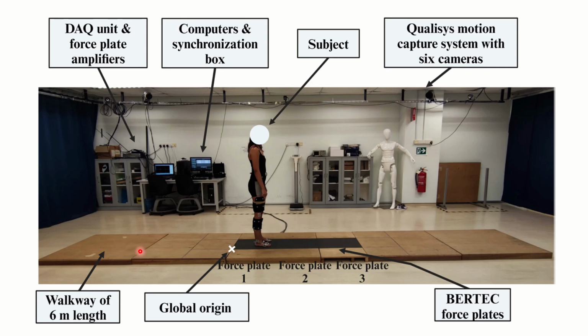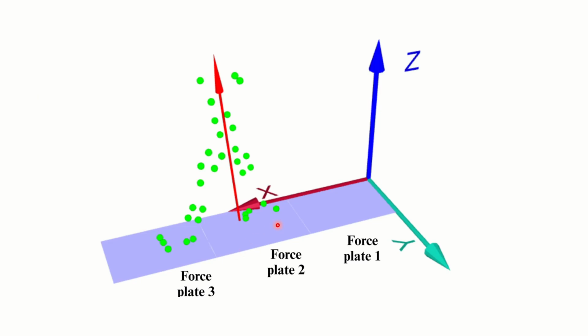Right, tip 5, which is the final tip for this picture, and that is setting the global origin. So we set our global origin at this point, which is the corner of force plate 1. And you can actually do this on the motion capture system software once your force plates are integrated with your mocap system. And it looks like this. So our 3 force plates, and this is our global origin.